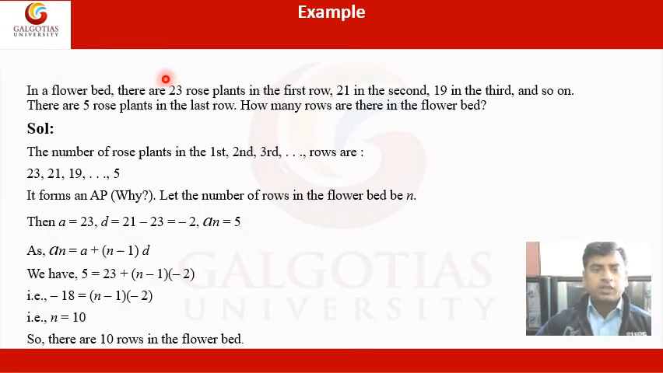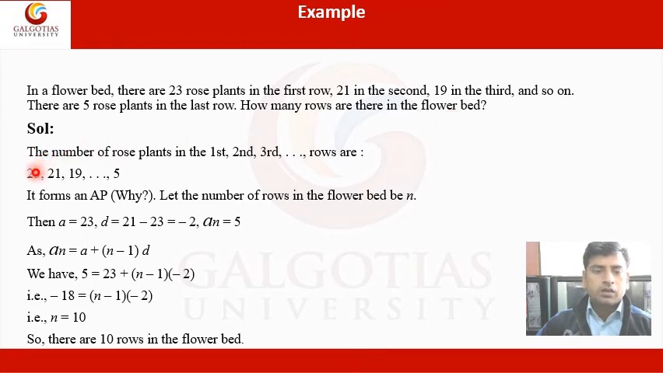So here is another example based on the AP. In a flower bed, there are 23 rose plants in the first row, 21 in the second row, 19 in the third row, and so on. There are 5 rose plants in the last row. How many rows are there in the flower bed?